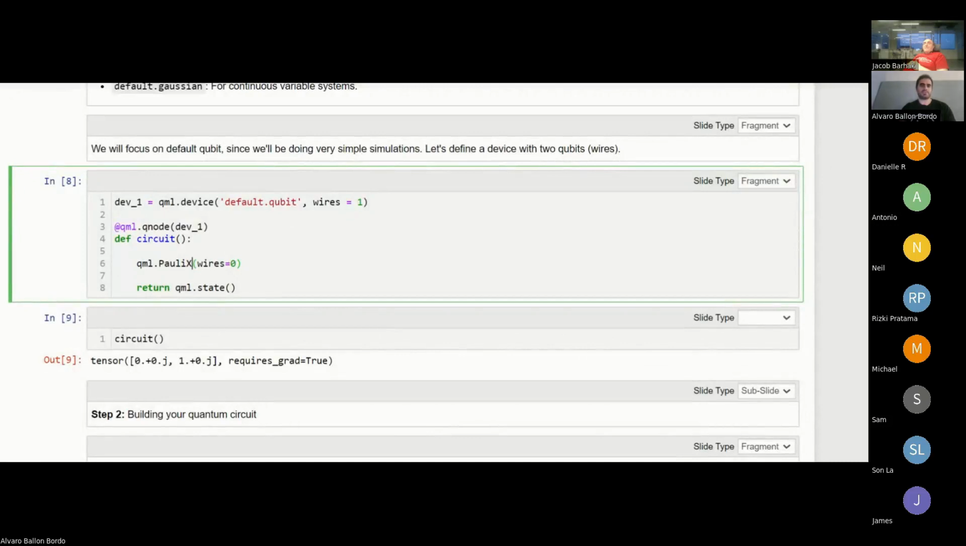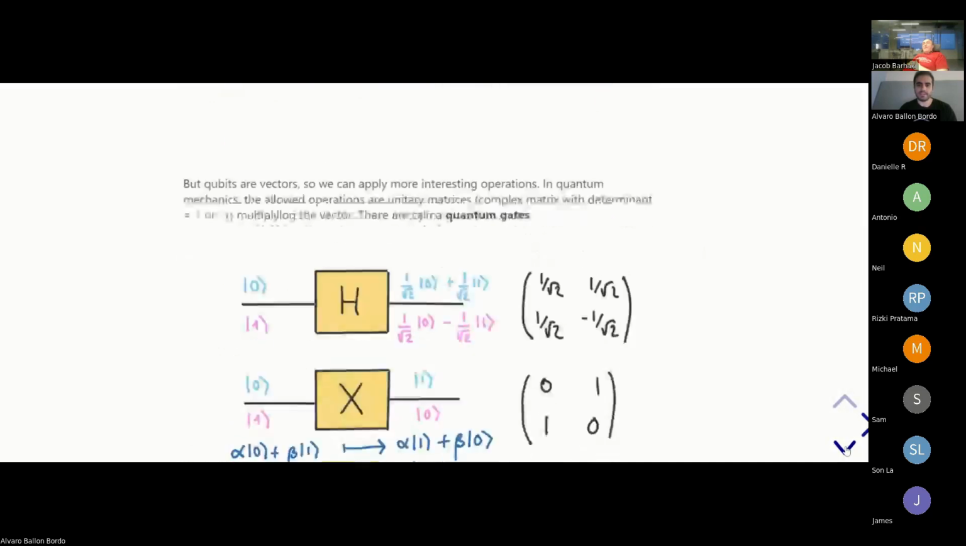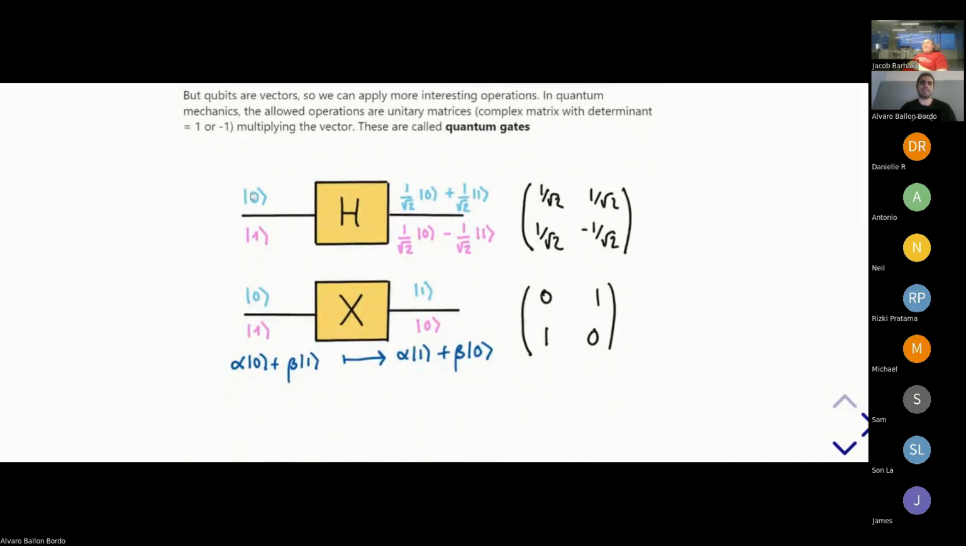Let's do something more interesting. The Hadamard gate. I introduced the Hadamard gate also somewhere over here. So what the Hadamard gate does is it turns 0 into 1 over square root of 2, 0 plus 1 over square root of 2, 1. And why is this number here so weird? By the way, why is it 1 over square root of 2?